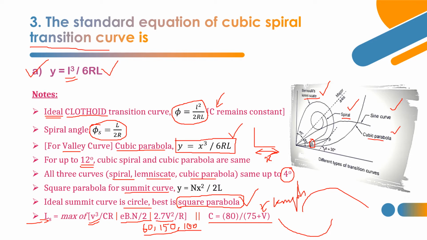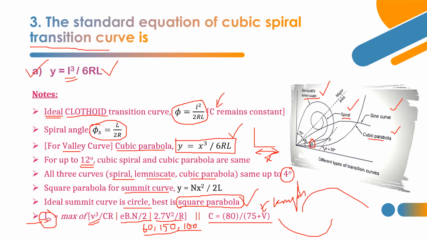And another criteria is 2.7 v square by r. Here v is in capital letter, that means velocity should be substituted in kilometer per hour. And 2.7 v square by r is based on IRC codal provisions. And 2.7 v square by r is for plain. And when it comes to mountains, it is only v square by r. So this is how we have to calculate length of transition curve. It is nothing but the maximum of v cube by CR, EBN by 2, 2.7 v square by r. And C is found by using this formula 80 by 75 plus v.